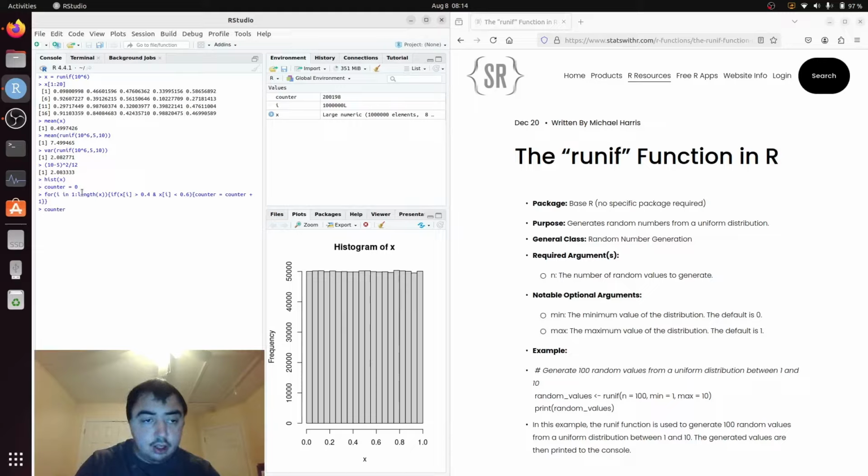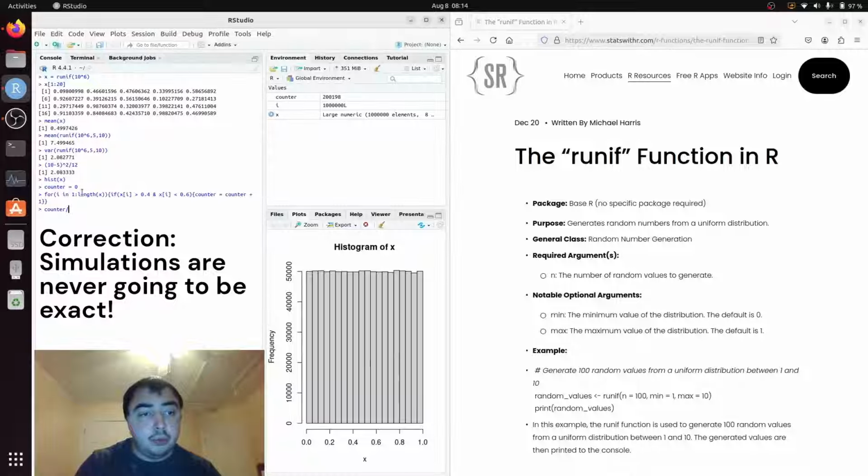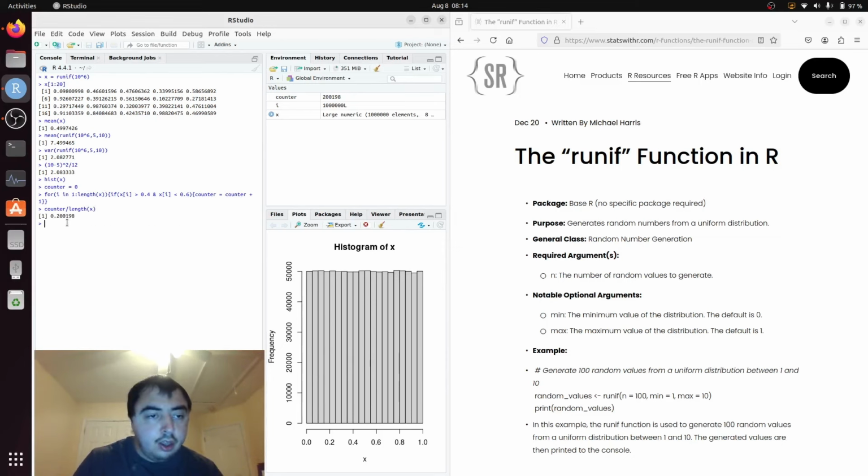And when we do that, we get a value really close to 0.2. Of course, it's never going to be exact if we're doing this by simulation. Okay. So we got a value really close to 0.2. That's as we expect. Everything is equally probable. And that's 0.2.